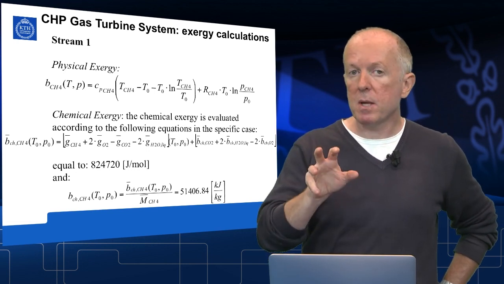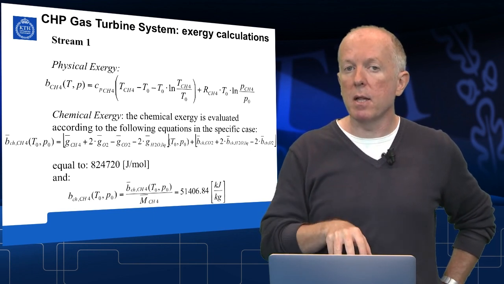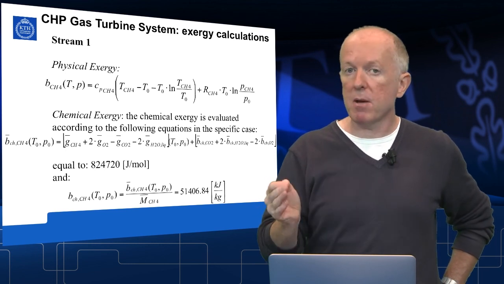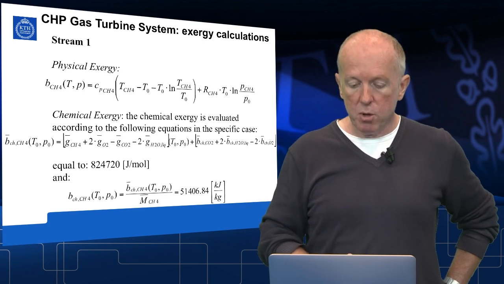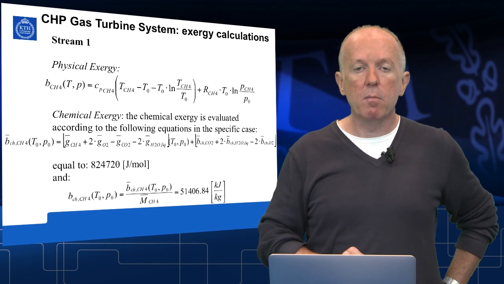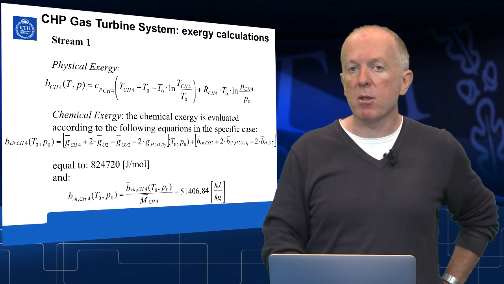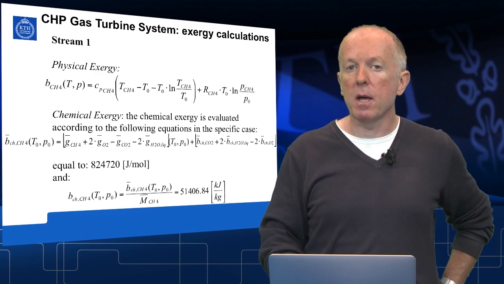But anyway, you see, this is the rigorous way to calculate the chemical content of exergy of a molecule in complete chemical disequilibrium with the environment, like a molecule of fuel. So this is the end of the third part of this module 1. Now we will move to module 2, in which we will analyze the results of the gas turbine CHP configuration case study.